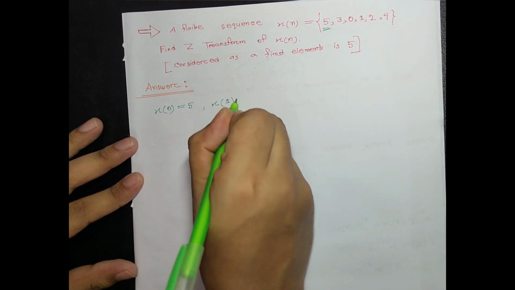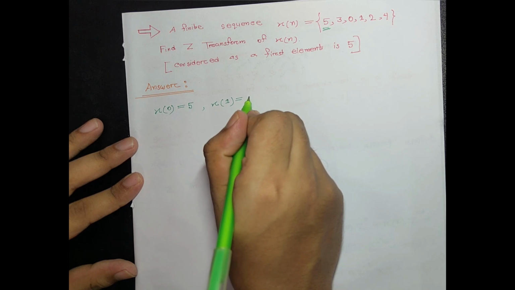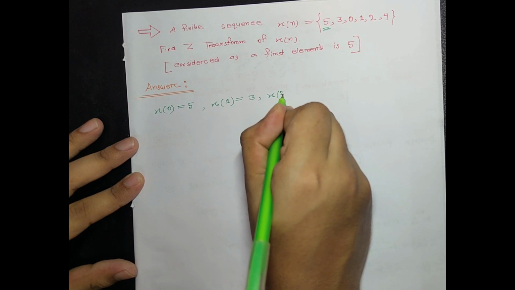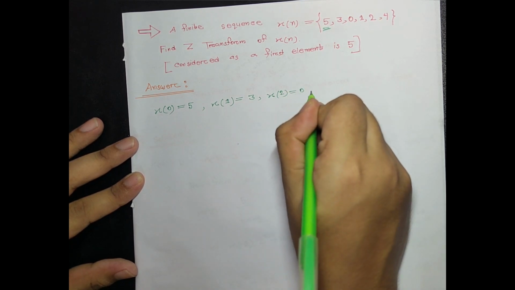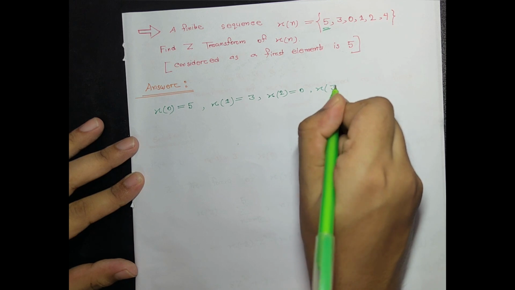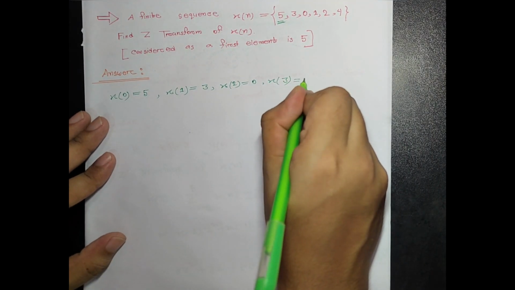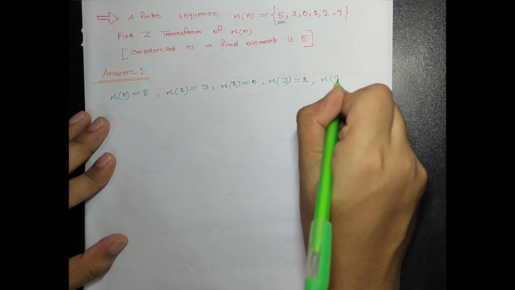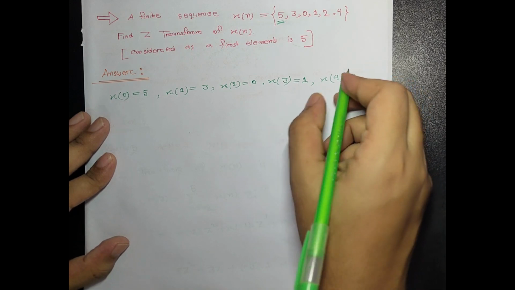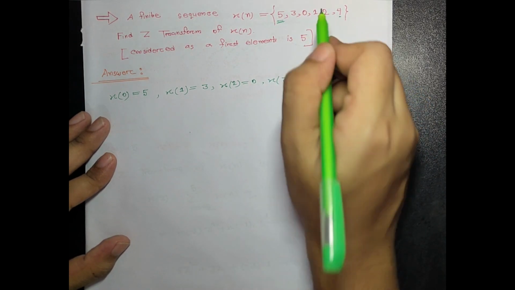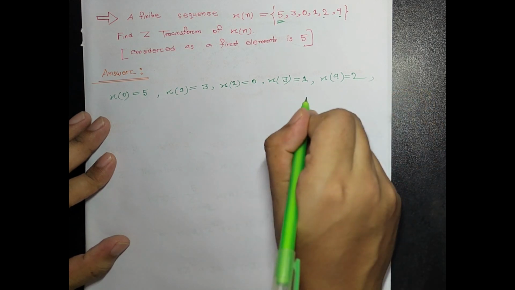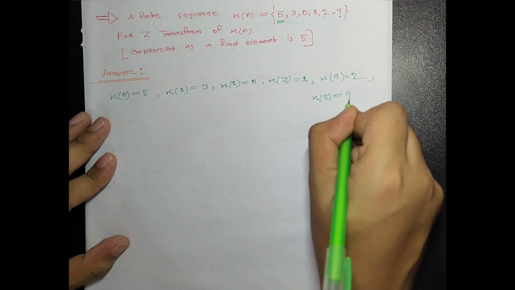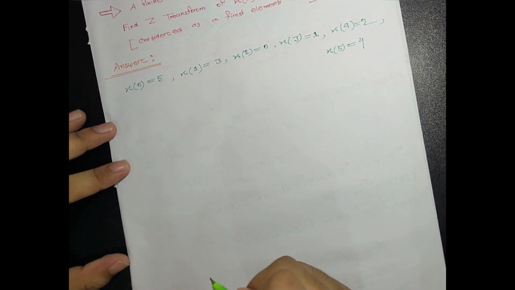x of 1 equal to 3. x of 2 equal to 0. x of 3 equal to 1. x of 4 equal to 2 and x of 5 equal to 4.